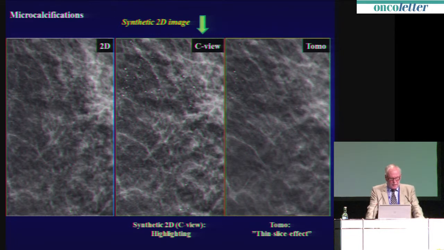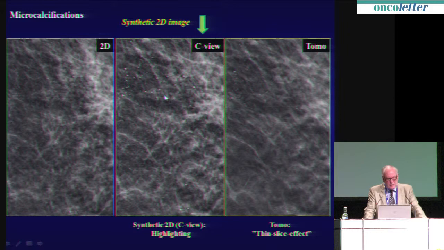I mentioned to you the thin slice effect of tomosynthesis. How about synthetic 2D and microcalcifications? I show you one case. These very, very small, fine punctate microcalcifications may occasionally represent a perception problem in the very dense breasts. On the tomo, I mentioned we had the thin slice effect. You see only some of these microcalcifications.